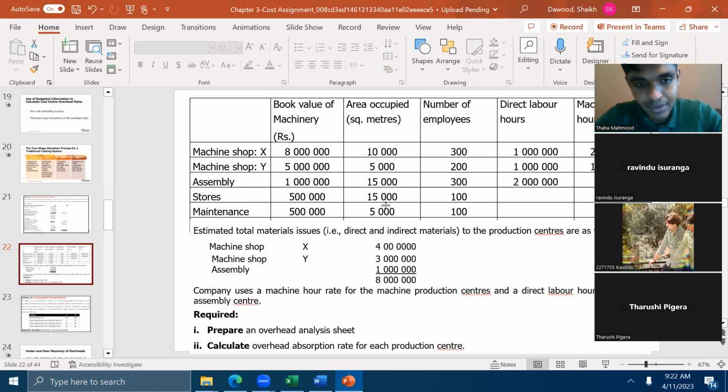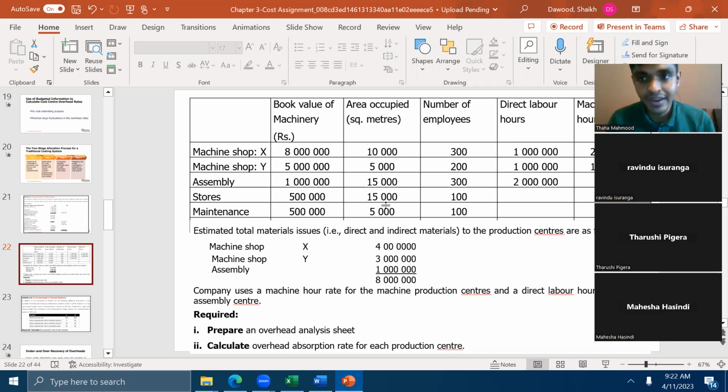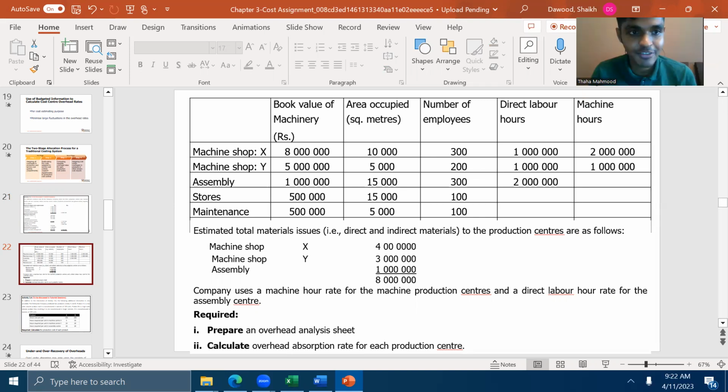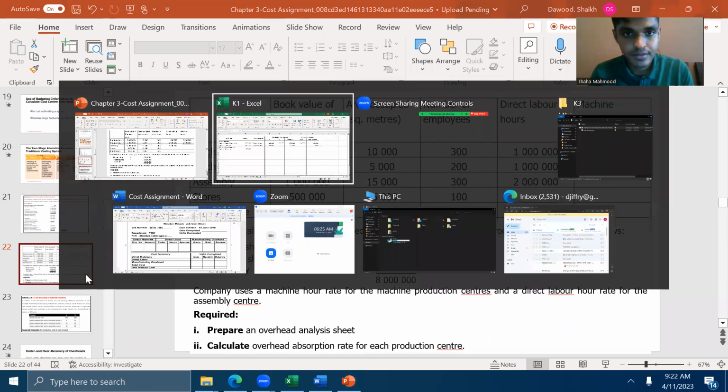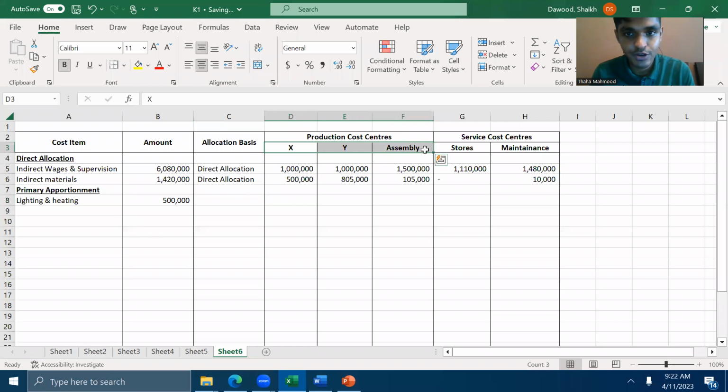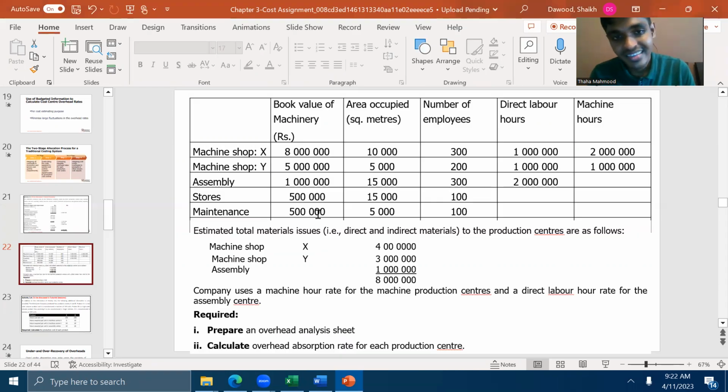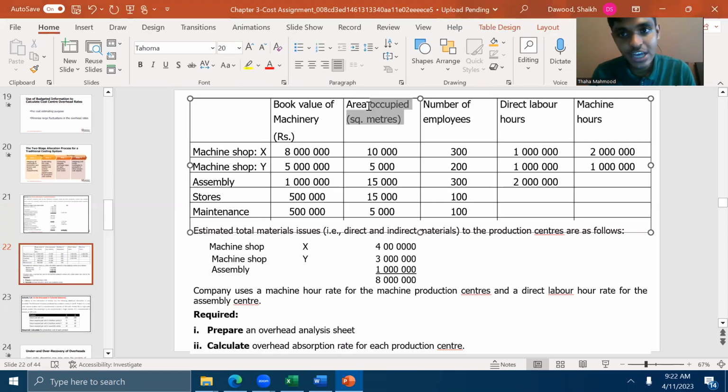For lighting and heating, we could say the area occupied. These cost centers are physical locations, no? Since they are physical locations, if the area occupied is more, then they will require more lighting and heating. And if the area occupied is less, they would require less lighting and heating. So this one can be taken as the basis.